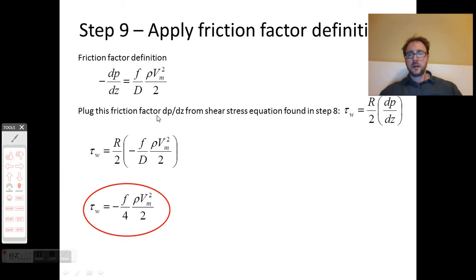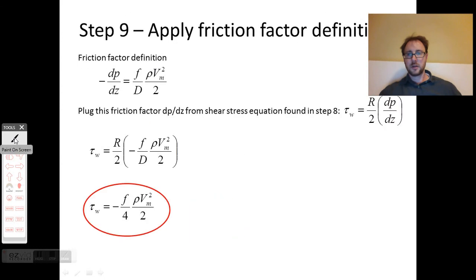Now if we take the pressure gradient from the friction factor definition, and we take our pressure gradient that we just solved for in the shear stress equation, which on the last slide we got, this is our result from the last slide, then we can solve for the shear stress at the wall in terms of the friction factor.